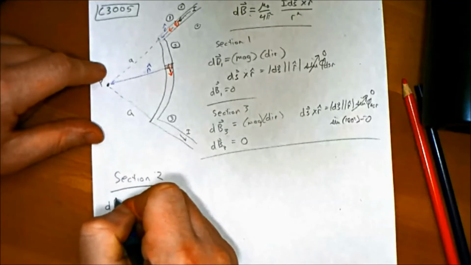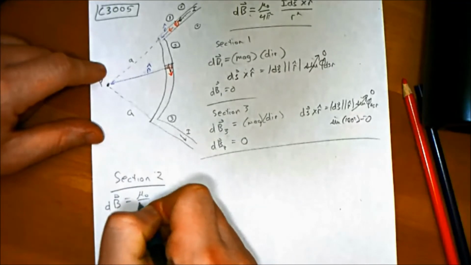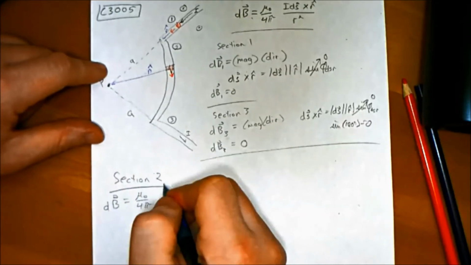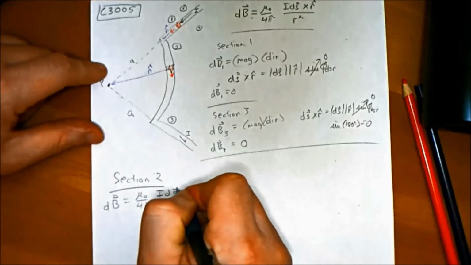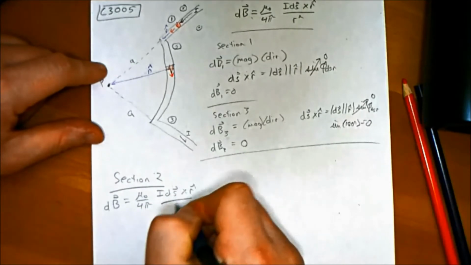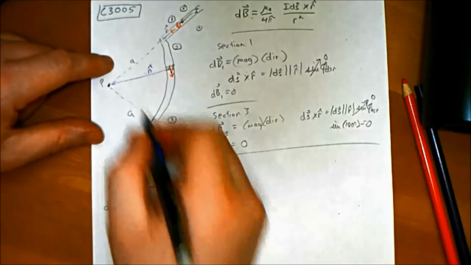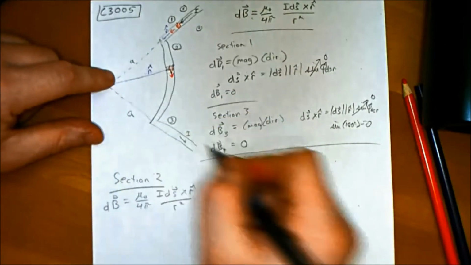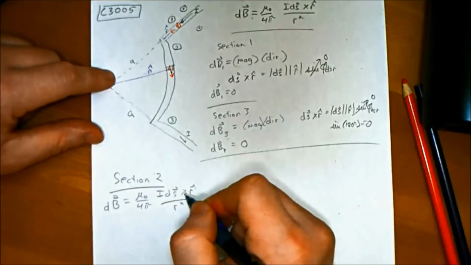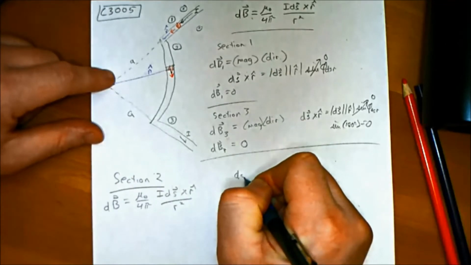So dB equals mu naught over 4 pi I ds cross r hat over r squared. Well, we know r squared is just going to be a squared because that radius is constant the whole way around. Let's deal with this cross product real quick.